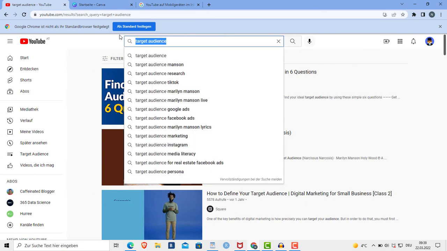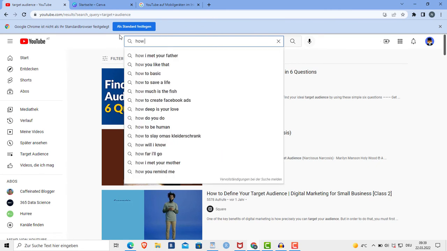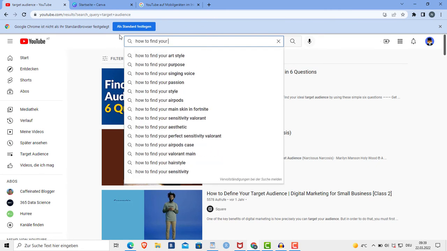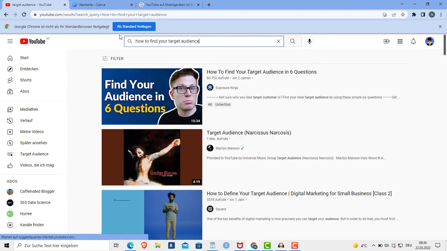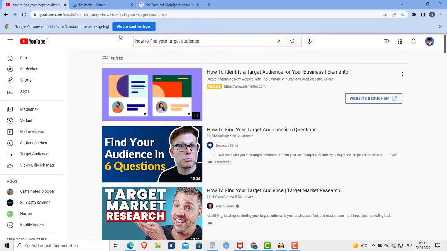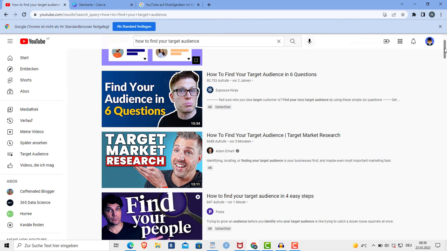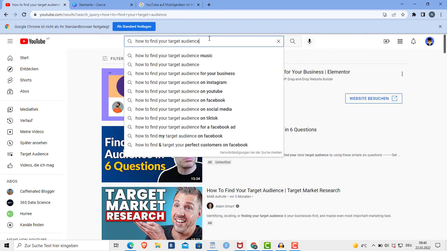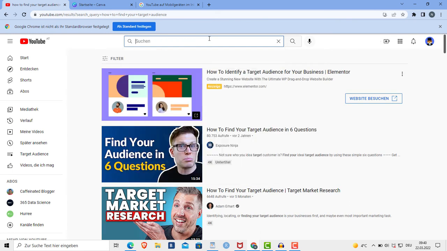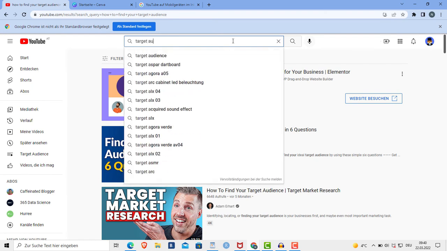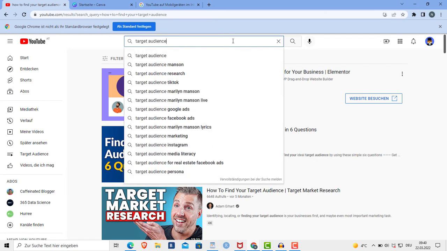Now we can ask in more detail how to find your target audience. And we see there's an ad, which is a good sign because there is kind of a market and people are interested in the topic. Now we can use the function autocomplete to see what YouTube suggests.